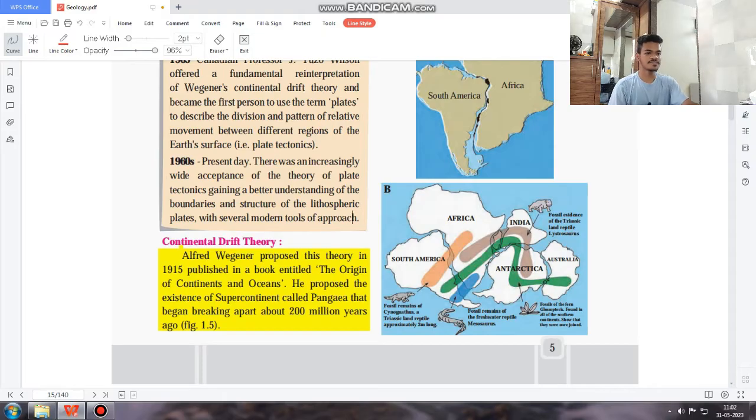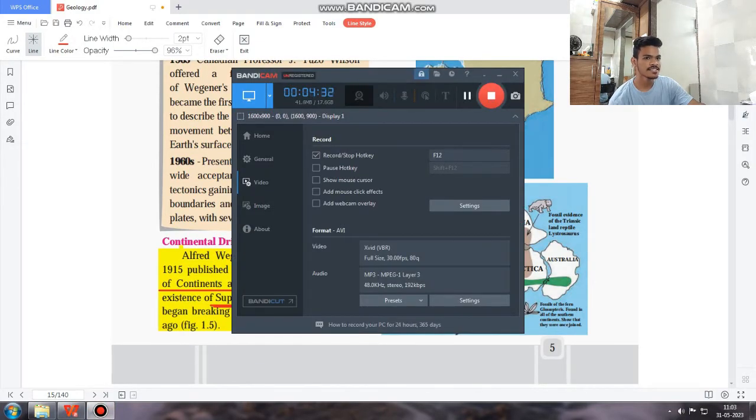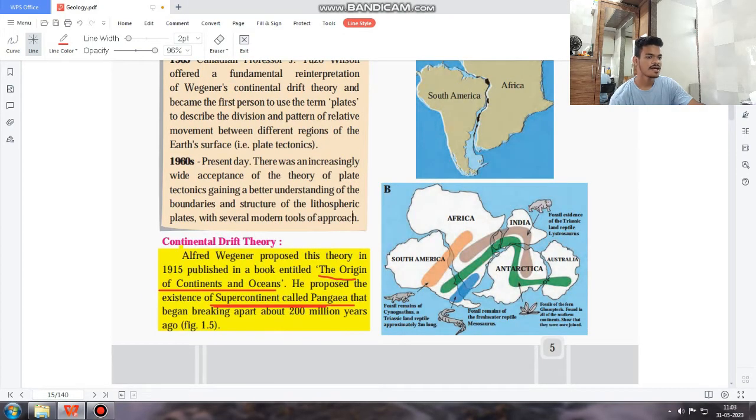Alfred Wegener proposed this theory in 1915, published in a book entitled The Origin of Continents and Oceans. This is an important thing to be noted. He proposed the existence of a supercontinent called Pangaea. This can come as an important MCQ, so note it down in your textbook also. This is to be learned.